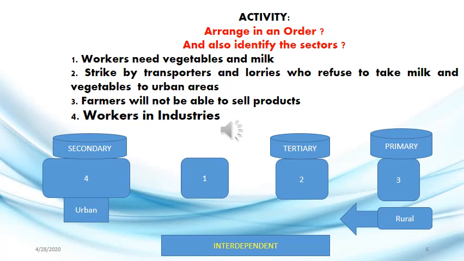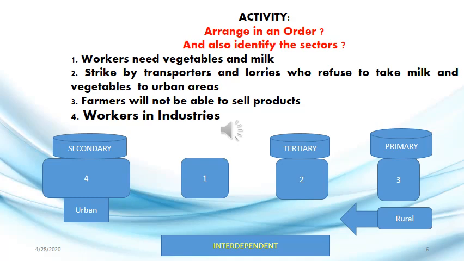Let's take item number 4, workers in industries. I have just written here, left side, workers in industry as 4. Now, in the second box there, it is written as item number 1, that is workers, they need vegetables and milk. And you need vegetables and milk as an industrial worker, so the one sector needs some of the products. And from where do you get these vegetables and milk? If you see item number 3, rural area, right? Because they produce these things. That is item number 3.